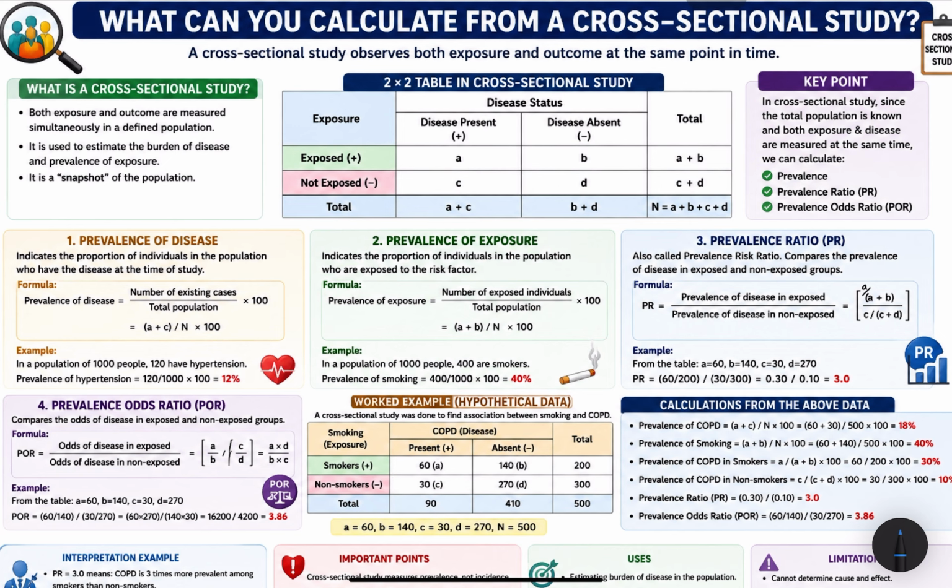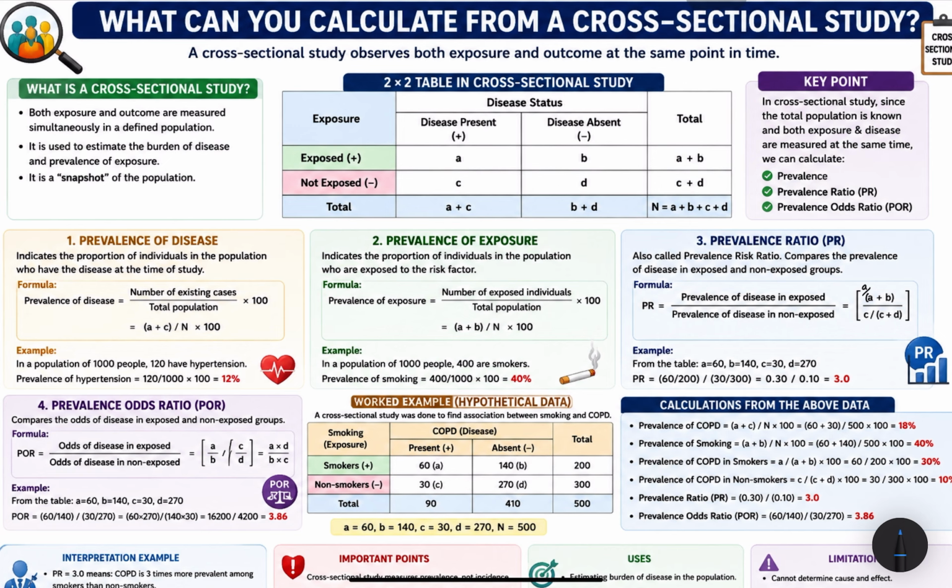Okay. Now prevalence of exposure. This was prevalence of disease. Make sure you understand this properly. Prevalence of exposure indicates the proportion of individuals in the population who are exposed to a risk factor. Okay. So here we are saying number of exposed individuals. Hence we will take A plus B upon total population, which is N. So A plus B upon N into 100. Now, for example, in a population of 1,000 people, if 400 are smokers, then prevalence of smoking is 40%. So that is the point.